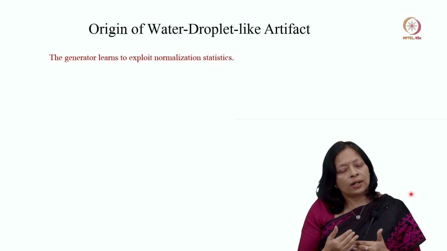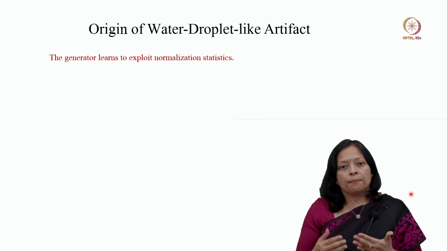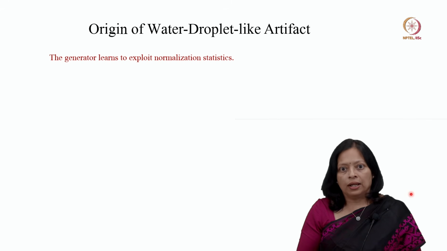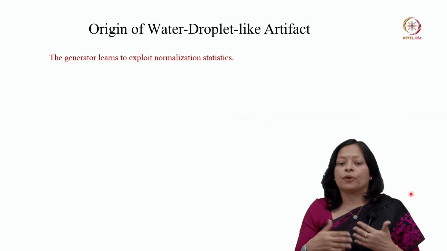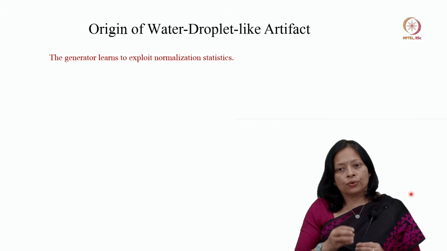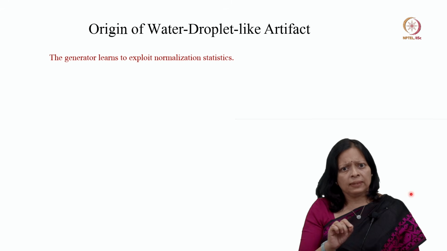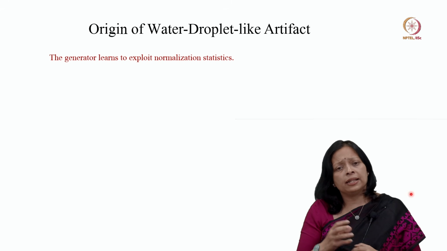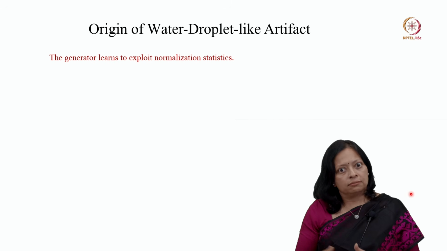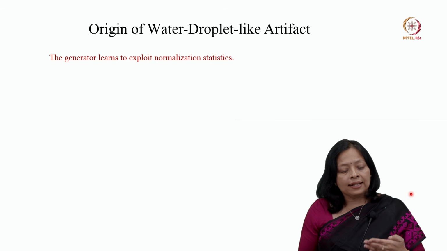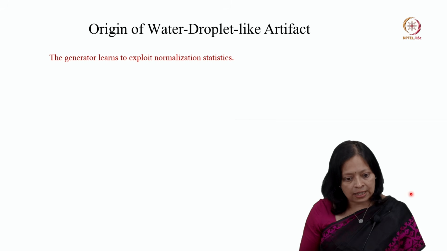Now, what is the generator's work? The generator has to produce images with which it can fool the discriminator. So, in this case, the generator learns how to exploit the normalization statistics. It knows that if I can manipulate the mean and the variance, then I can control the style in the feature map. So, that is where the origin of the water droplet like artifact comes into the picture.